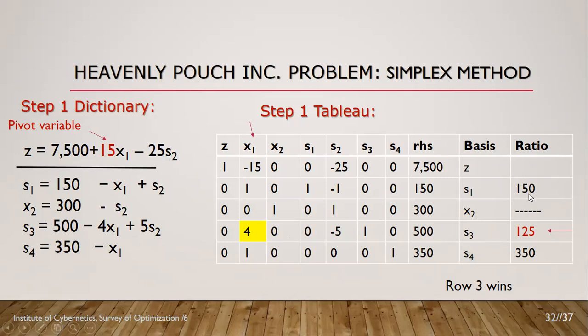Here we have 150 divided by 1. Then here we do not do anything. So then here we have 500 divided by 4, it is 125. And here we have 350 divided by 1. So it is 350. No, definitely 125 wins because it is the smallest ratio.